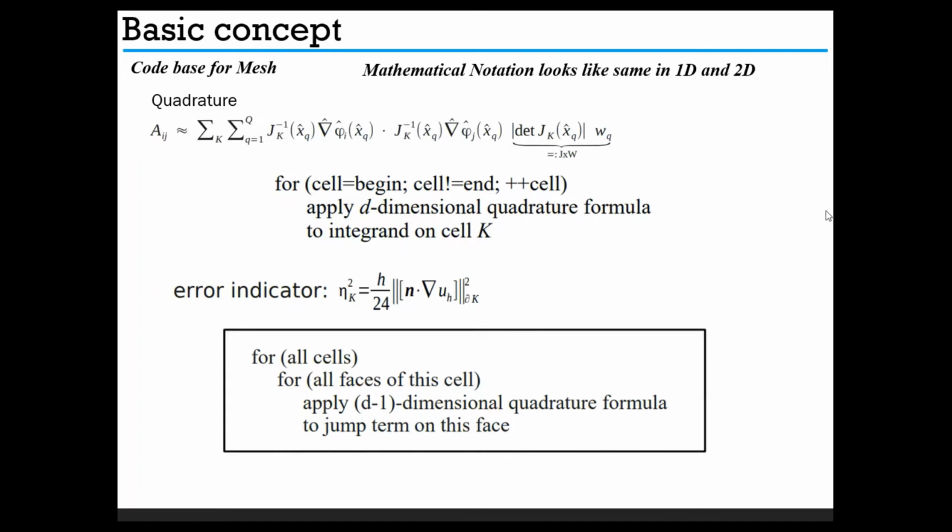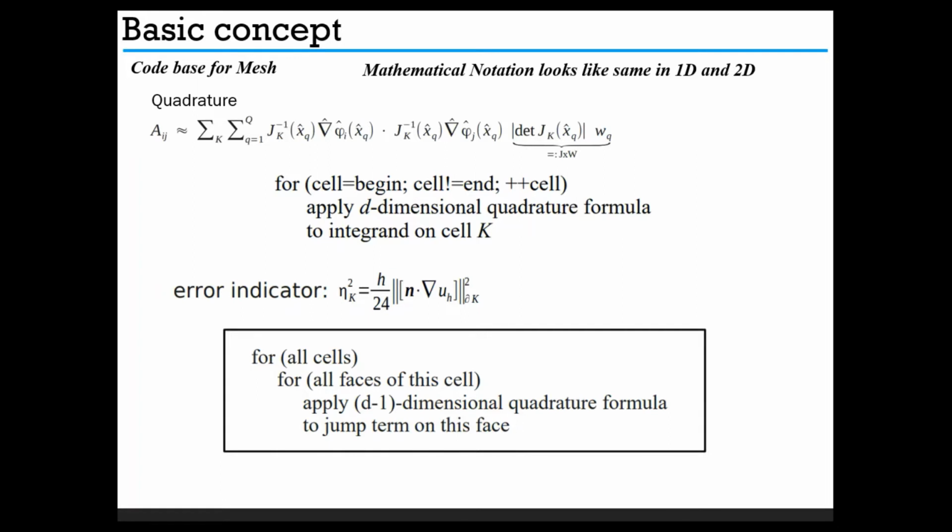Well, the mathematical notation looks very similar in 1D and 2D, but if we interpret this equation for making the mesh, then it might look like this. So I will apply the d-dimensional quadrature formula to integrate on cell k. First of all, for making the cell, we have to make a for loop on that, like this. So the cell will begin from a certain point and end at a certain point, and it will increase in a for loop. So this is the d-dimensional way, definitely.